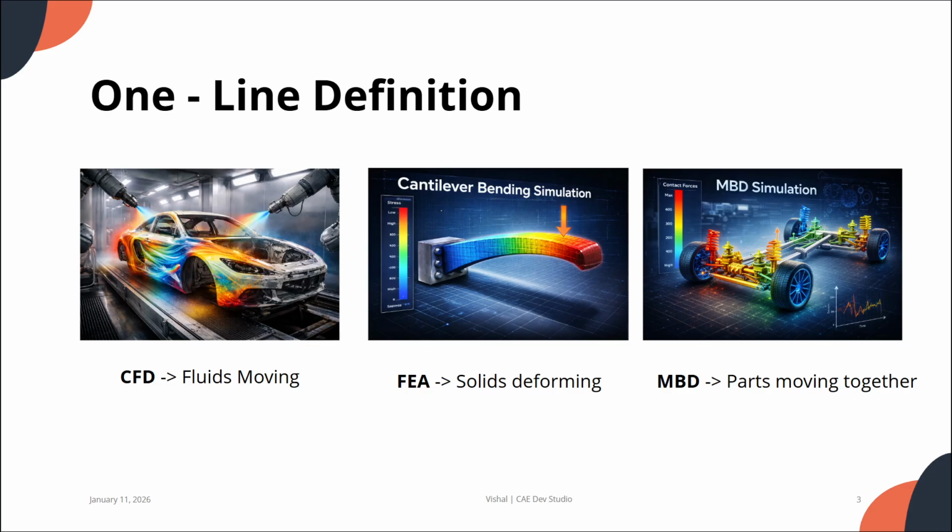So in a one-line definition, I would say CFD deals mostly with fluids moving, whereas FEA deals with solids deforming and MBD deals with parts moving together. As you can see in the picture, for CFD there is a car body on which robots are painting. Here the paint is basically the fluid, and in CFD software you will get to know how it is sticking to the surface, what kind of thickness it is going to generate, and so on.